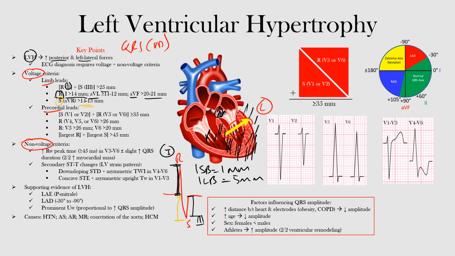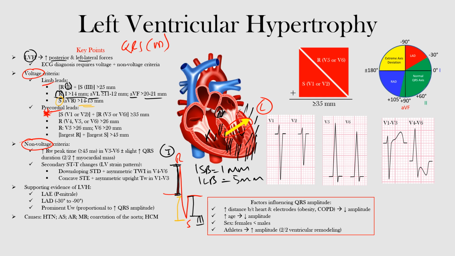Okay, so that's the limb leads. Then we have the precordial leads. One of the most common criteria you'll hear about is the first one, the Sokolow-Lyon criteria. It's most commonly used, and if you remember any of them, I would remember this one.